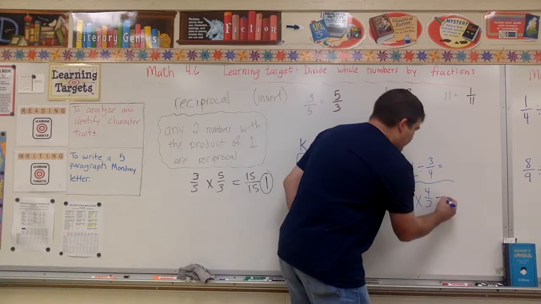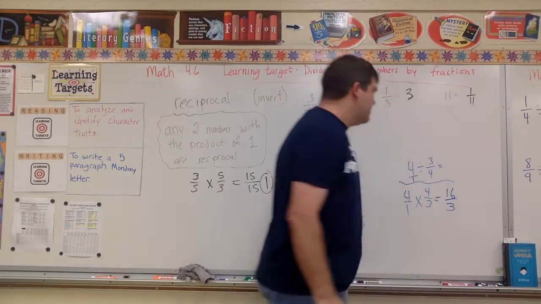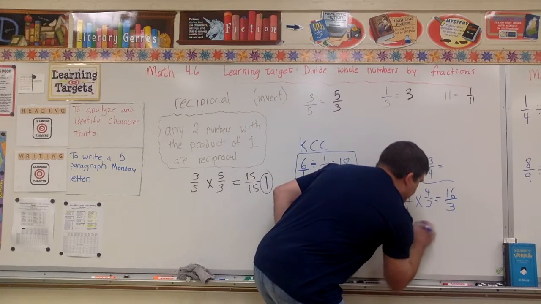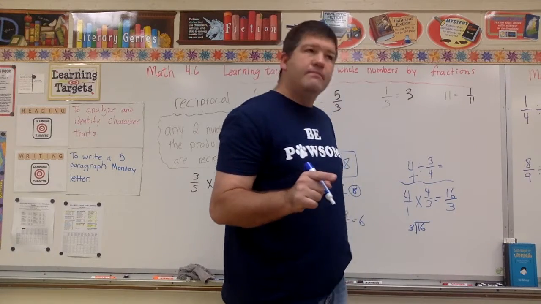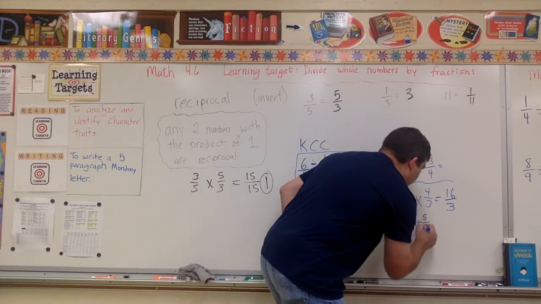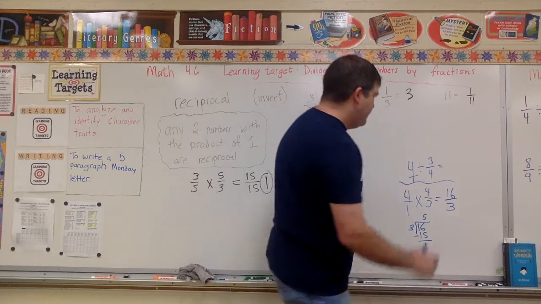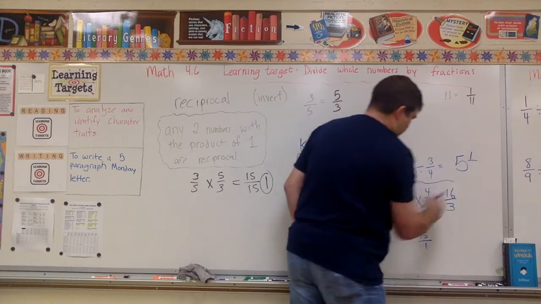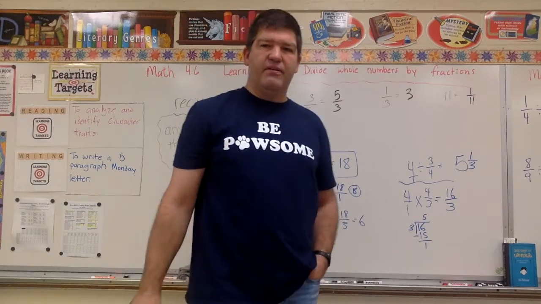So 4 times 4 is 16. 1 times 3 is 3. Now, I'm going to do this. 16 divided by 3. How many times does 3 go into 16? 5. 5 times 3 is 15. Subtract that out, I get 1. So it's going to be 5 and 1/3. 5 and 1/3 is my answer.